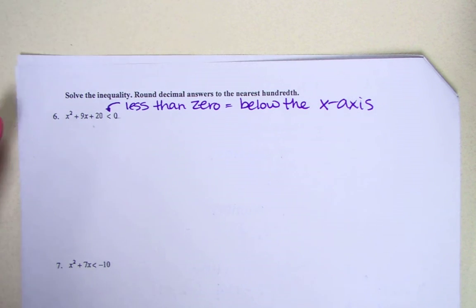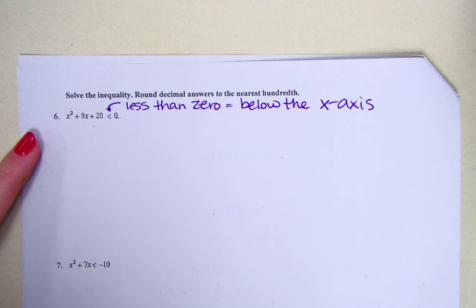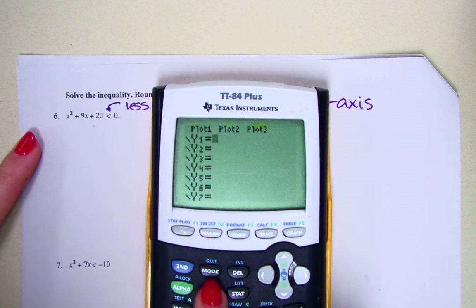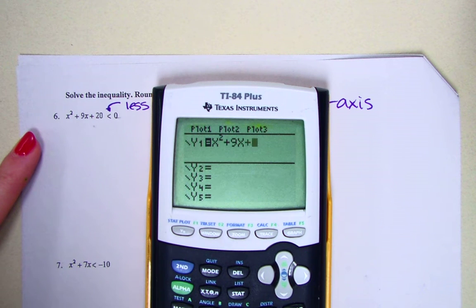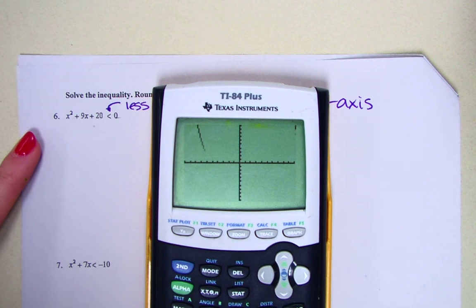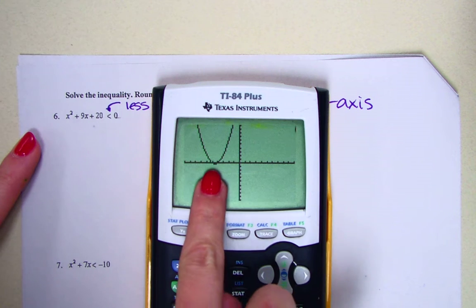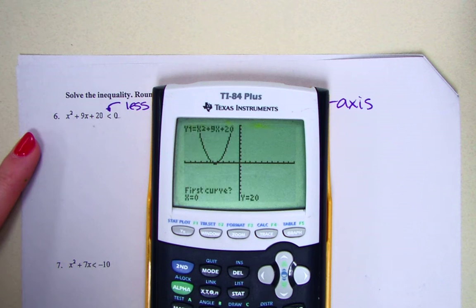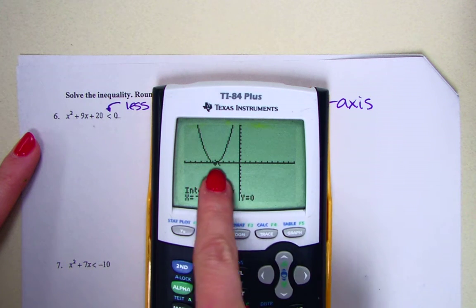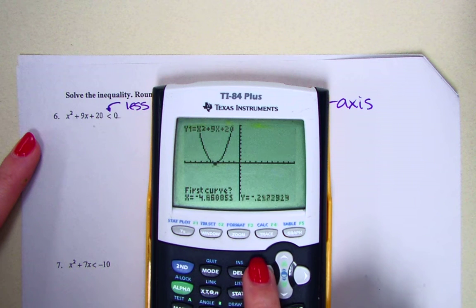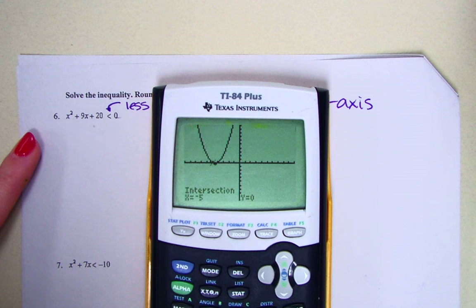The first thing that we need to do is find the x-intercepts. The easiest way to do that is to try to do it in your calculator. So I'm going to do x squared plus 9x plus 20, set equal to 0, and I'm going to graph. I can see it barely dips down below right there. If I do second trace 5, enter, enter, enter, I see I have an intersection at negative 4, 0. I'm going to do second trace 5 one more time and then go over. I think I have another one at negative 5, 0. So I have two at negative 5 and negative 4.